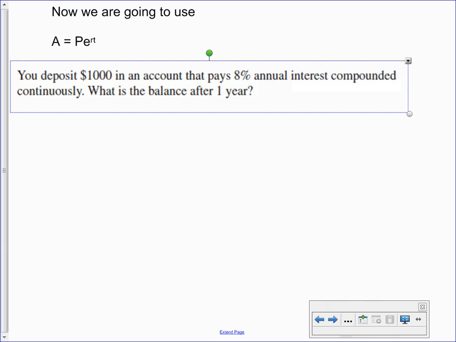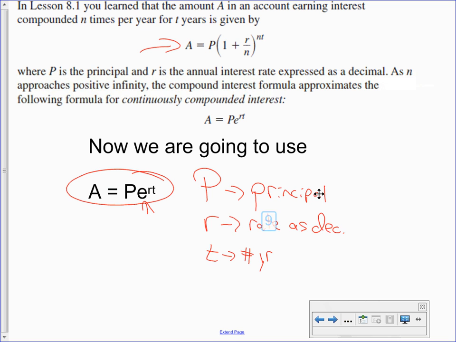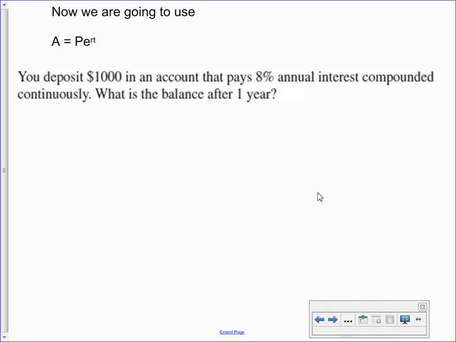So for this example here, you're depositing $1,000. The next problem was you're going to deposit $1,000 into an account that compounds continuously at 8%. All right, good. So you have an account that pays 8% annual interest compounded. What's the balance after a year?